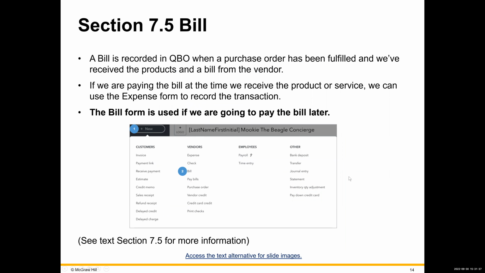Okay, now we ordered it and now we just received a bill. Let's assume that we've received the product, right? You don't want to enter the bill until we actually receive the products. So what we'll do, we're going to enter the bill. And how do we do that? New bill. Remember, the bill form is used if we're going to pay it later, right? If you're going to pay it right away, then go ahead and use the expense form. But if we're going to enter as a liability and pay it later, that's when we use the bill form. The bill form will generate an accounts payable behind the scenes, okay?